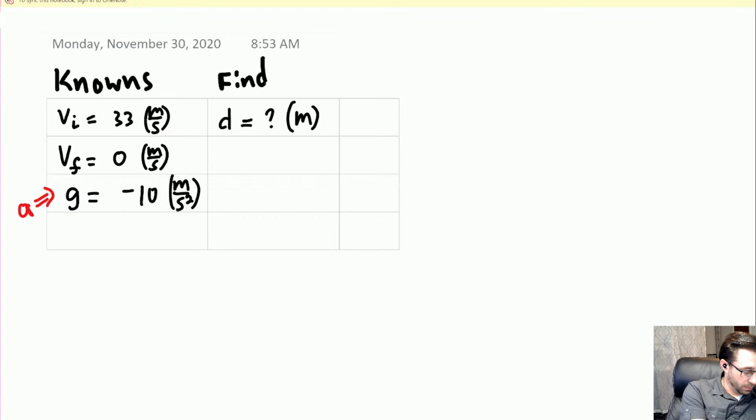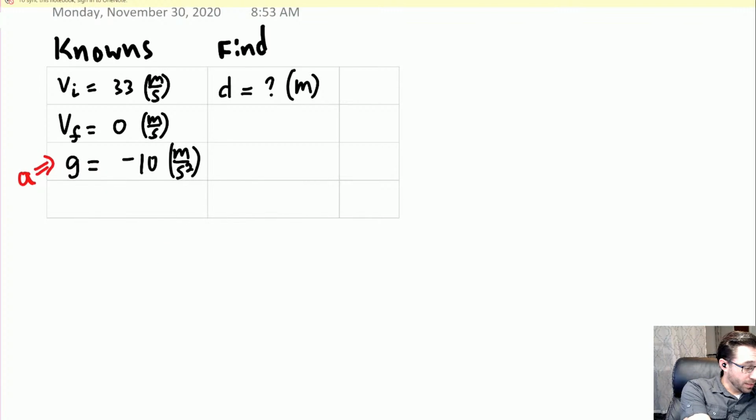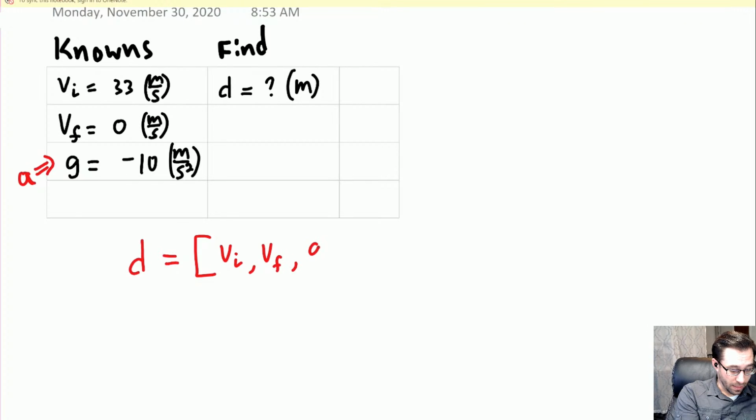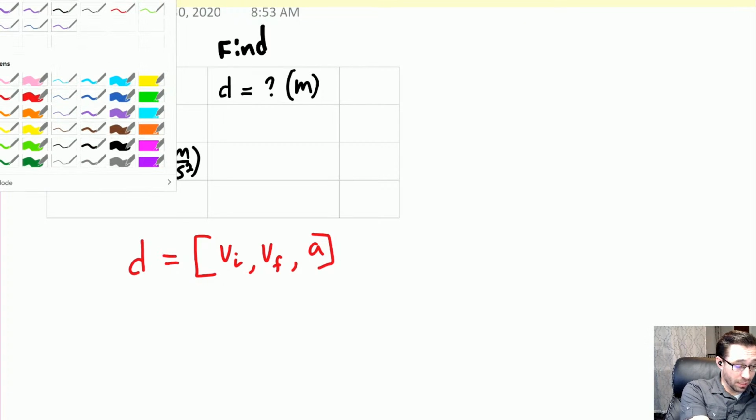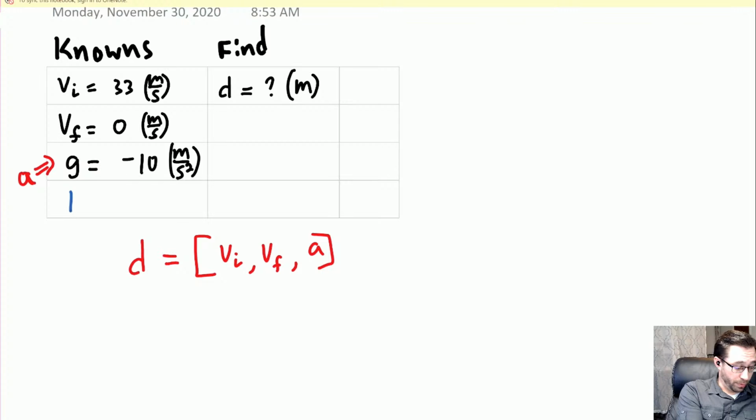And just to reiterate, this is the acceleration due to gravity, so this is going to represent our acceleration in the kinematic equations. So I want an equation that starts with displacement, and then it only contains v sub i, v sub f, and a. And the variable that I don't have any information about would be t.